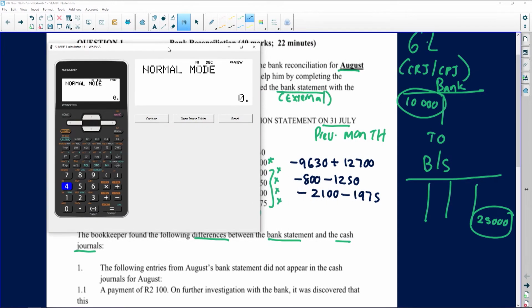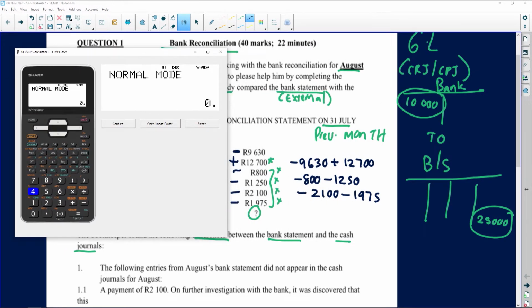Let me just move that so you guys can see. Okay, so I'm starting off with a negative 9,630. To this, I am adding 12,700, the outstanding deposit, and minus each outstanding check. So minus 800, minus 1,250. Then I'm going to subtract 2,100, and then finally, minus 1,975.